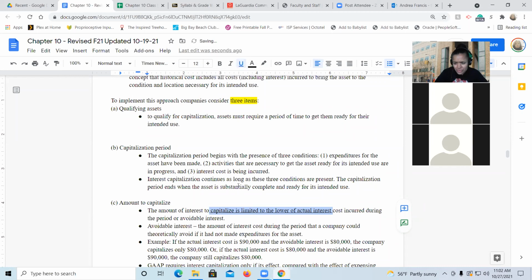The amount of interest that you capitalize is limited to the lower of actual interest, so that's the interest that you are paying to the bank during that time, or avoidable interest. And avoidable interest is a defined term. Avoidable interest is the amount of interest cost during the period that a company would have avoided if it had not made expenditures for the asset.